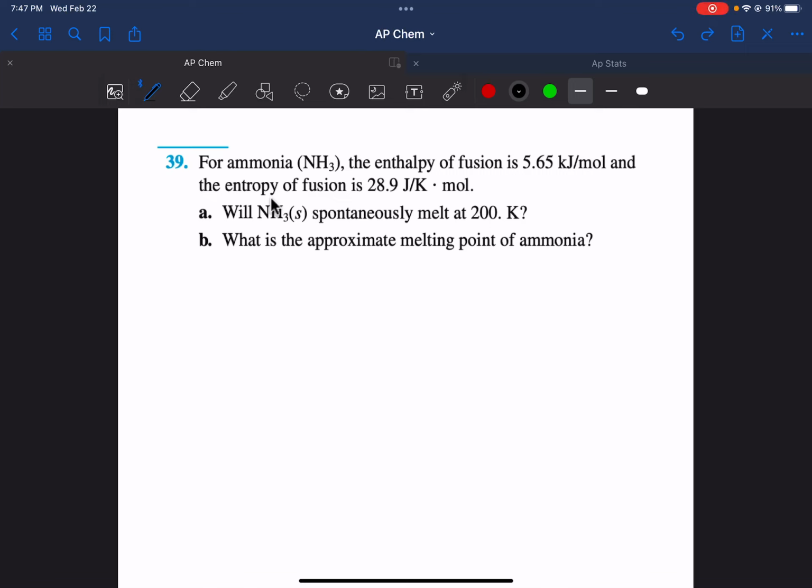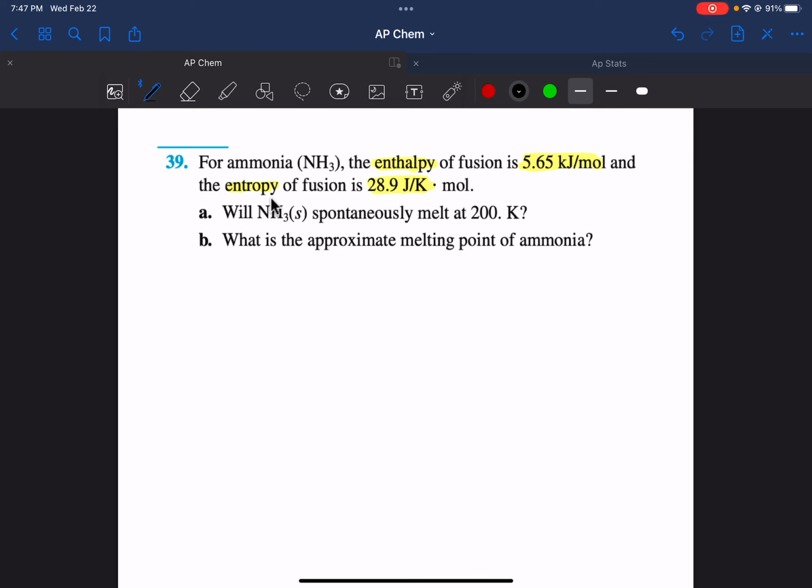Hey guys, today we're going to be doing this chemistry problem. I'm just going to get straight into it. So it tells us for ammonia, the enthalpy of fusion is 5.65 kilojoules per mole, and the entropy of fusion is 28.9 joules per Kelvin times moles. Part A: will NH3 as a solid spontaneously melt at 200 degrees Kelvin?